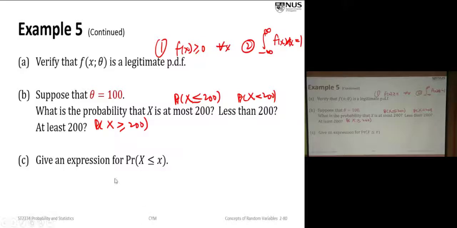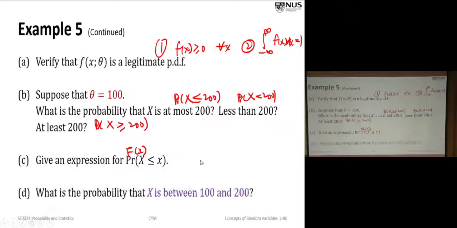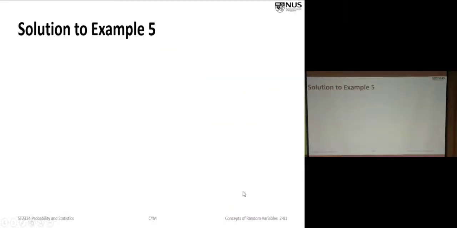We also try to give an expression for the CDF. This is a CDF. The CDF should be in terms of x as well as theta, so your function should have x and theta for part C. Then find the probability of x between 100 and 200. That is, we try to look for the probability of x between 100 and 200.